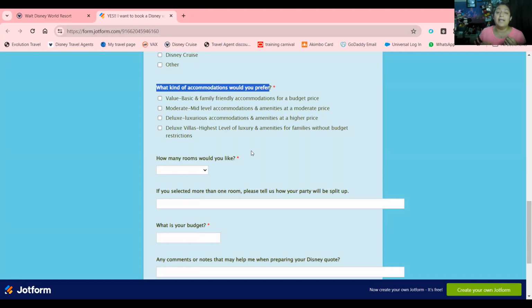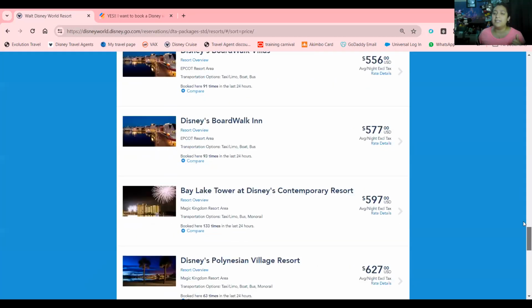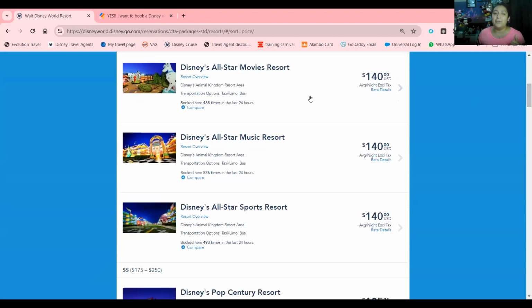When in reality, guys, the budget friendly, budget price, which is the All Stars, are perfectly fine. Every time I go to Disney, I use any of these three. I haven't gone to the music, but I've gone to the movies and the sports. Personally, I like the movies one, but they're perfectly fine. There's nothing wrong with them. Remember, at the end of the day, it's still Disney, but this is more of a budget friendly. Okay, so make sure you utilize the correct term.